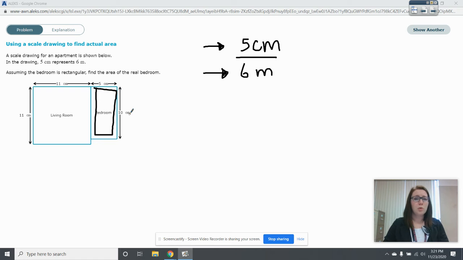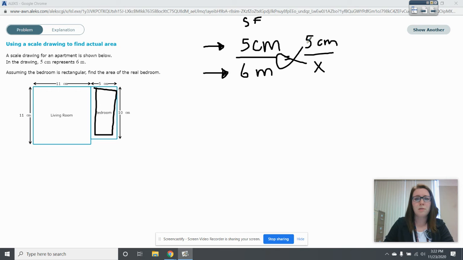So there are multiple ways to solve this. But what I choose to do is go change each of these and find the real dimensions of the bedroom. So here's my scale factor. And now I need to put my fraction in for my actual dimensions. One dimension is 5 centimeters. Well, you'll notice that that's the same thing, so it's going to be the same thing here. But we can still solve anyway.